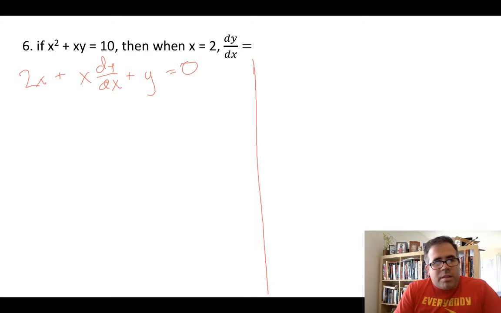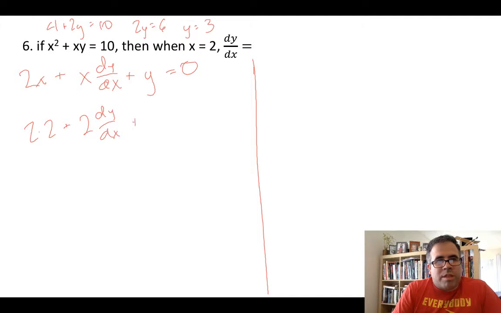And at this point, we have x, we want dy/dx, but we don't know what y is, so we actually have to go back to our original function to figure out y. When x is 2, you have 4 plus 2y equals 10, which means that 2y equals 6, y equals 3. And so we say, oh, all right, so we have 2 times 2 plus 2 times dy/dx plus 3 equals 0.